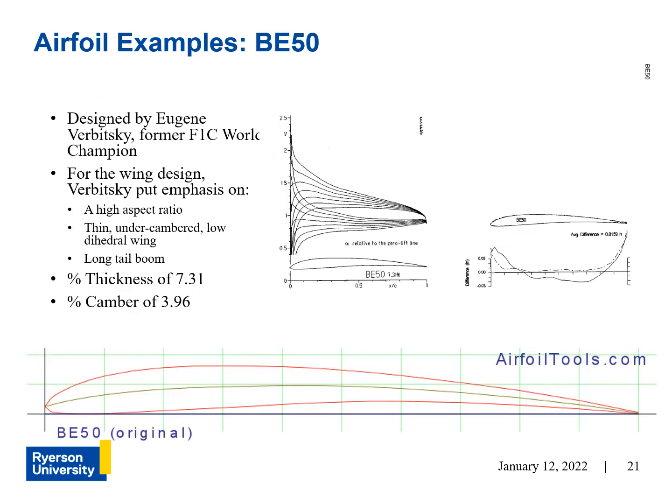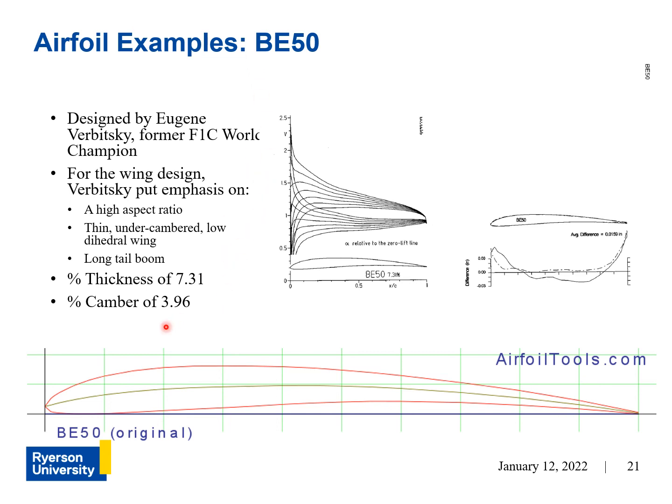The next airfoil that we will be taking a look at is the BE50, and it's designed by Eugene Verbitsky, a former F1C world champion. So for Verbitsky's design, in terms of the wing, he put emphasis on a high aspect ratio, and again later we'll be talking about what aspect ratio is and why it's important. Thin, under-cambered, low dihedral wing. We'll understand again later what dihedral means. And a long tail boom. So this is his configuration for the championship.